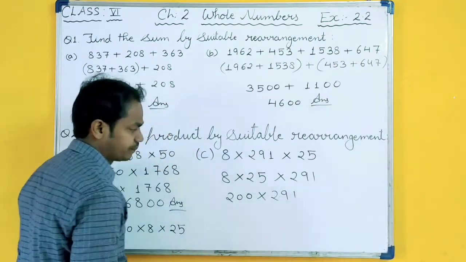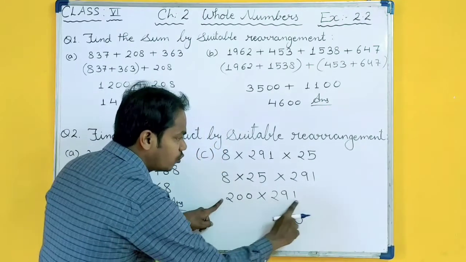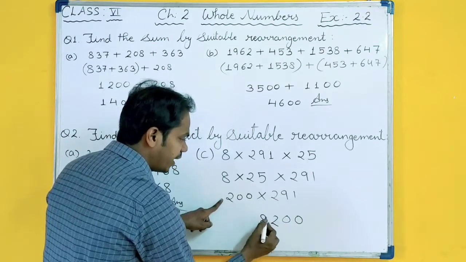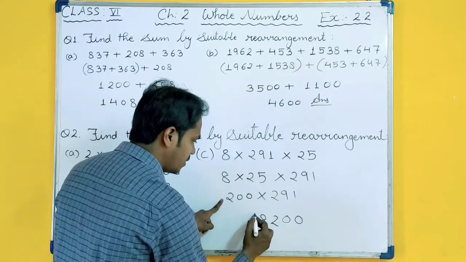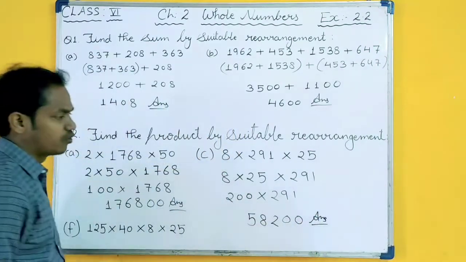Multiply by 291. Okay, you have two 0s, so I will first put two 0s. Now 2 1s are 2, 2 9s are 18, carry 1, 2 2s are 4 plus 1 is 5. This is your solution.